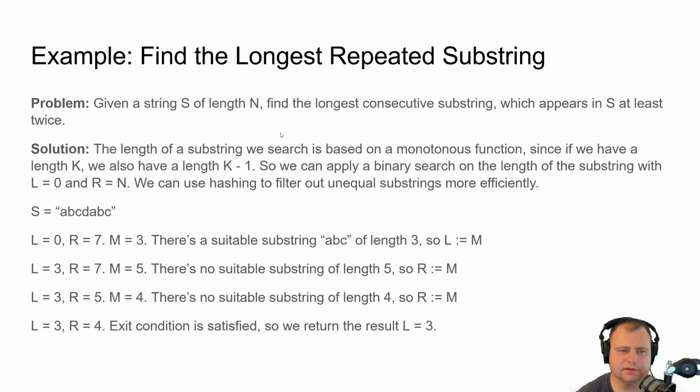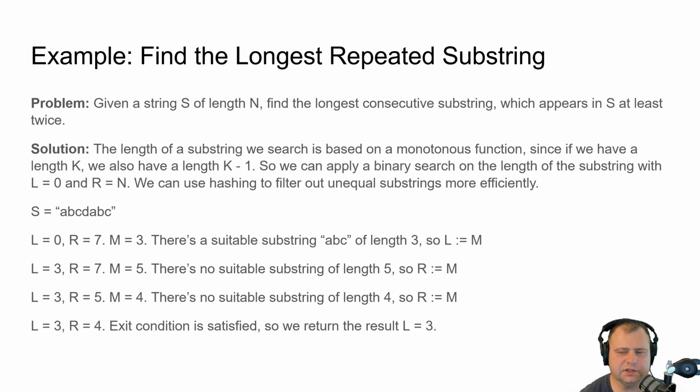Another problem is to find the longest repeated substring. Given a string s of length n, find the longest consecutive substring which appears in s at least twice. We can of course do brute force, but it's going to be very slow. But we can note that the length of the substring search is based on a monotonous function, since if we have a substring of length k which repeats at least twice, then we also have a substring of length k minus 1 which also repeats at least twice, because we can just remove one character and still use the same occurrences.